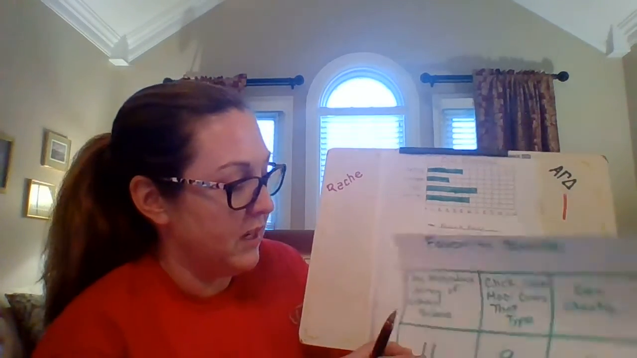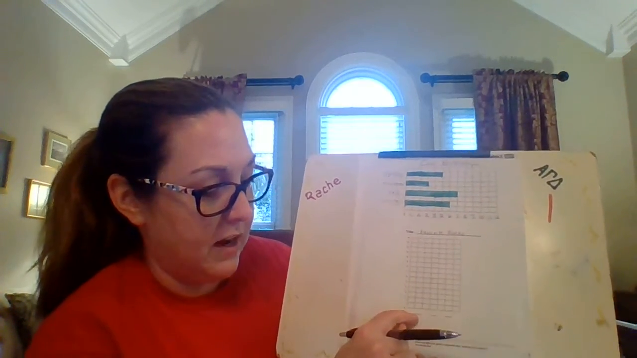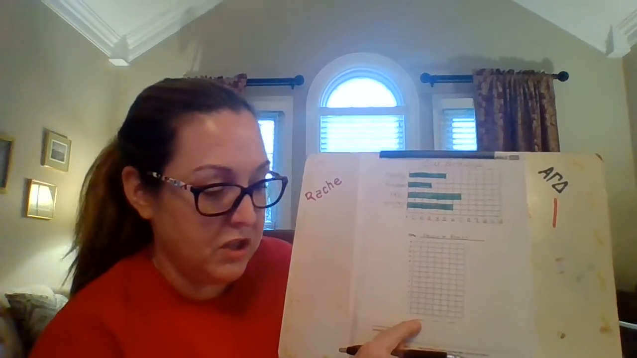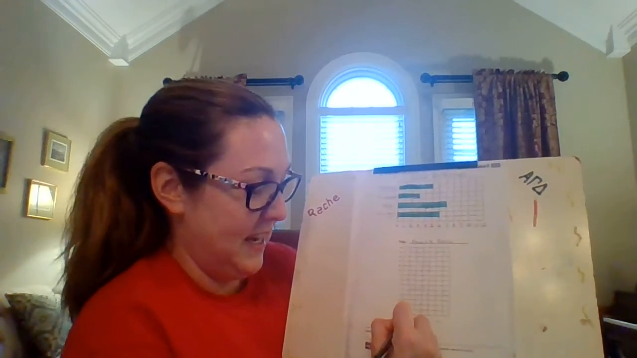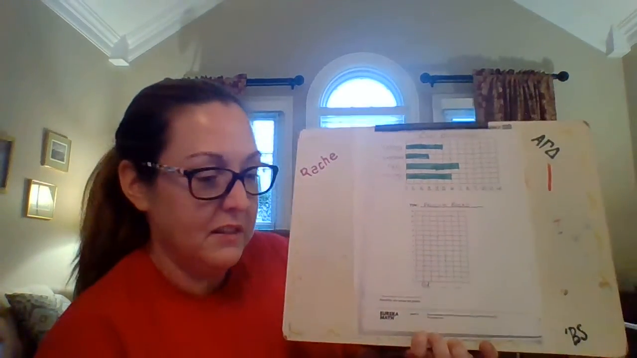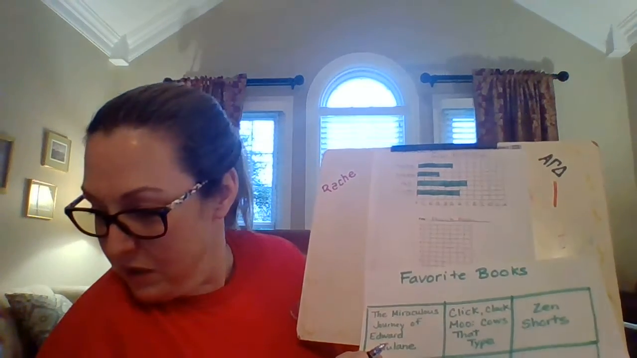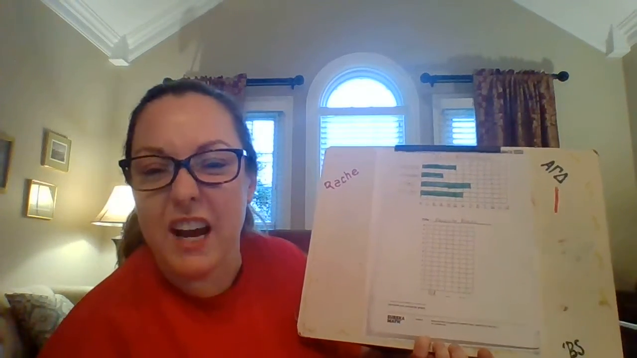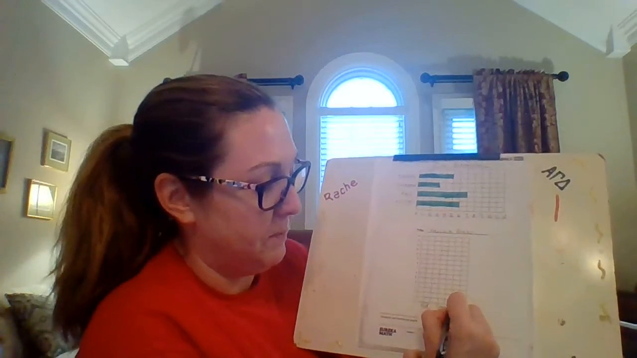Now, how in the world are we going to get The Miraculous Journey of Edward Tulane all on that line? We won't. Let's just put Ed for Edward. The second one is Click, Clack, Moo, Cows That Type. Let's just put Cows. And then for the third one, Zen Shorts, we'll just put Zen.